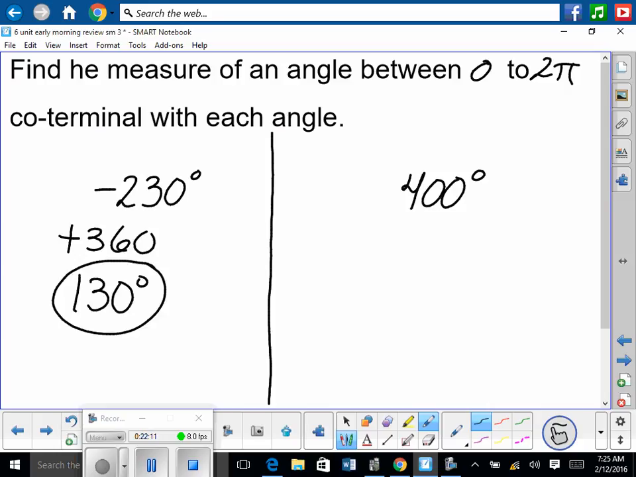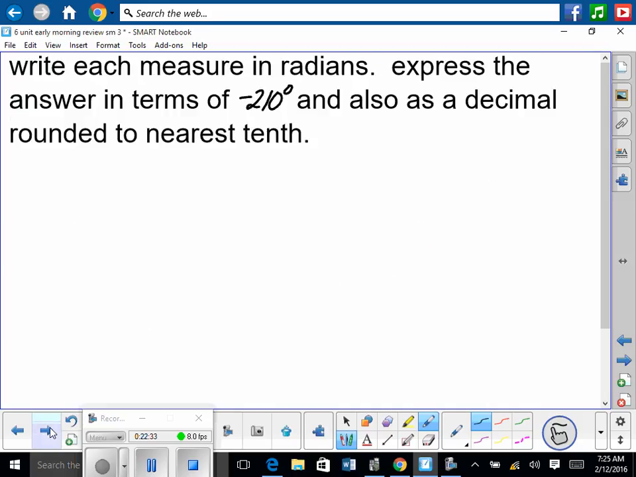And then right here, 400. We're going to subtract 360 because we need it to be between 0 and 2 pi. So 400 minus 360 is 40 degrees. Then you check: is that the coterminal angle between 0 and 2 pi? Yes. Make sense? Pretty easy. Don't miss those ones, but they're not going to be worth a whole lot because they're pretty easy.